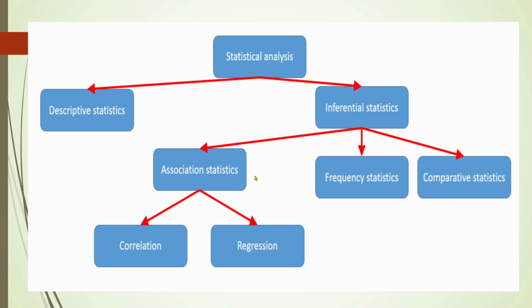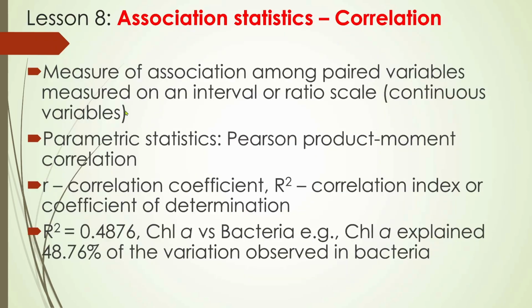We have looked at comparative statistics for one group, two groups, and more than two groups. For today's lesson, we will be looking at association statistics, especially correlation analysis, to determine whether there is any association among paired variables, that is, variables measured at the same station, upon the same sample, or at the same time. For example, when measuring bacterial abundance and chlorophyll A concentration at each sampling.